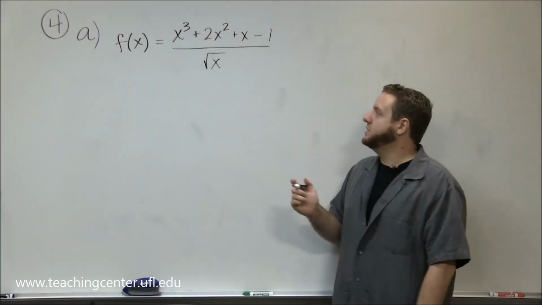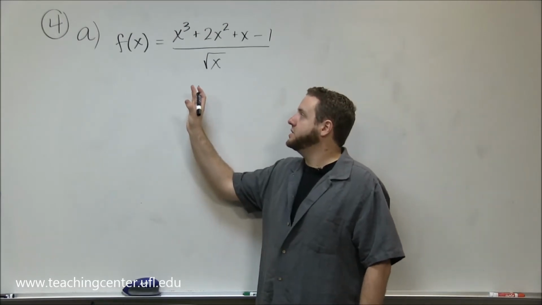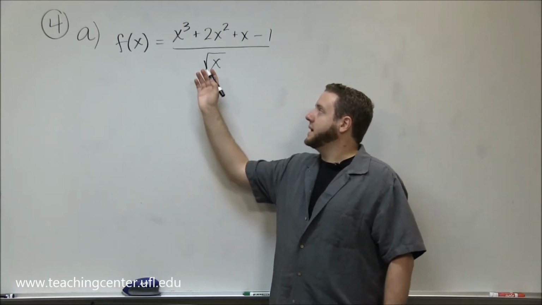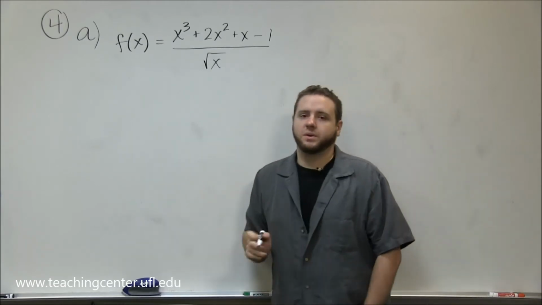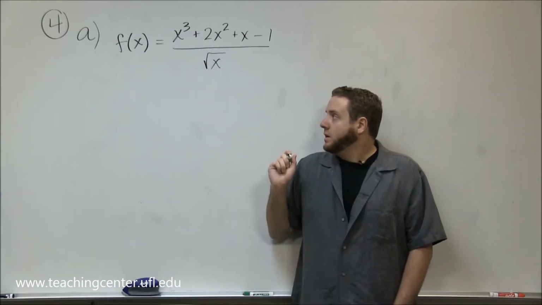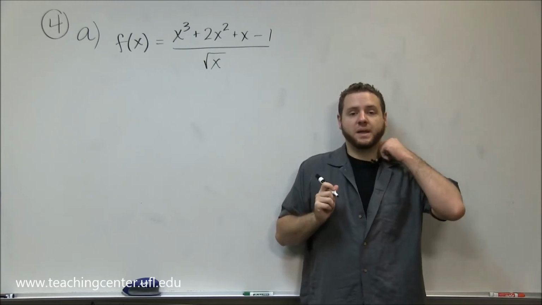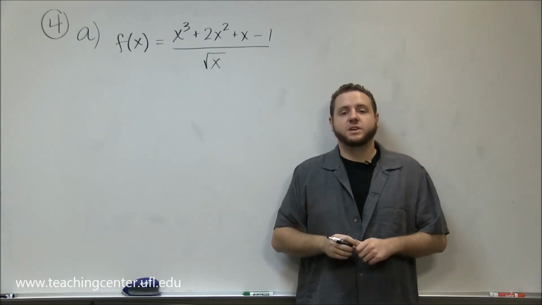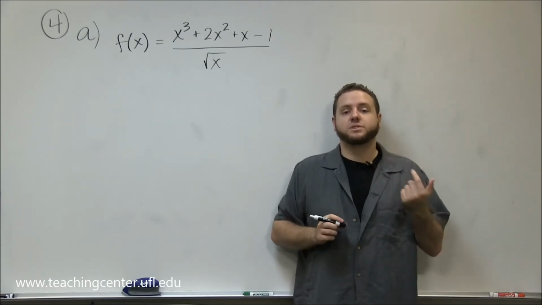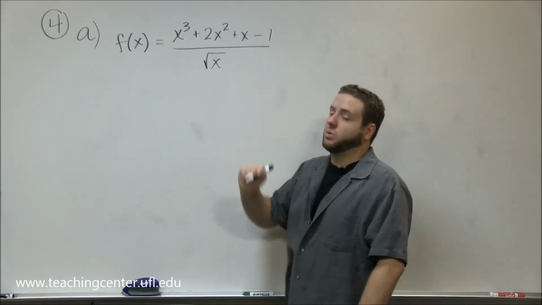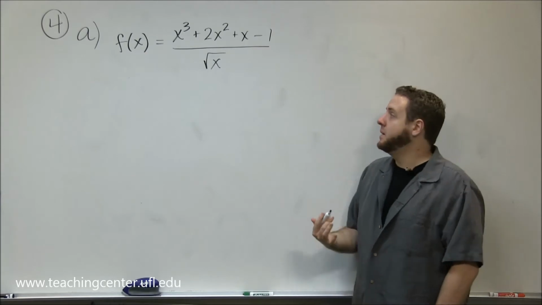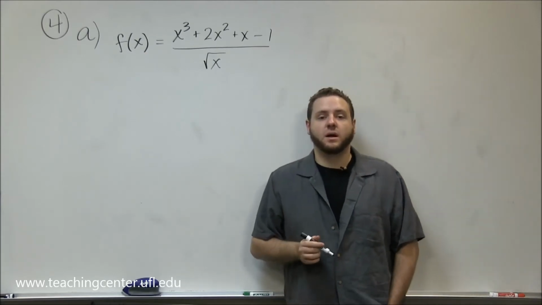For problem 4, part A, we just need to take the derivative of the function, and the function here is x cubed plus 2x squared plus x minus 1 all over the square root of x. Now, this function looks relatively complicated, and to differentiate this, there's a couple strategies, one of which is clearly better than the other. So one way you could do this is you could just use the quotient rule.